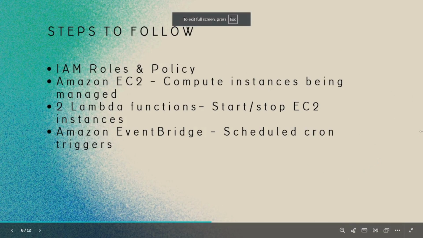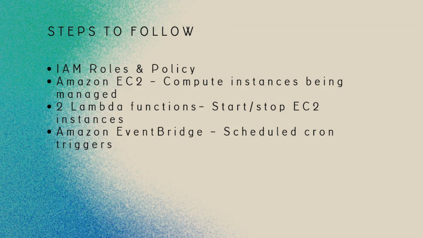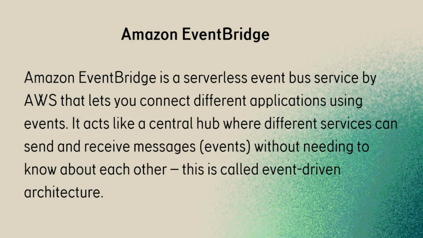Following are the steps we need to complete this project. We will create an IAM policy and then we will attach that policy to an IAM role. We will see the creation of an Amazon EC2 instance. We will create two Lambda functions. One is to stop the EC2 instance and one is to start the EC2 instance. And then we will create a rule in EventBridge which is used for scheduling cron triggers.